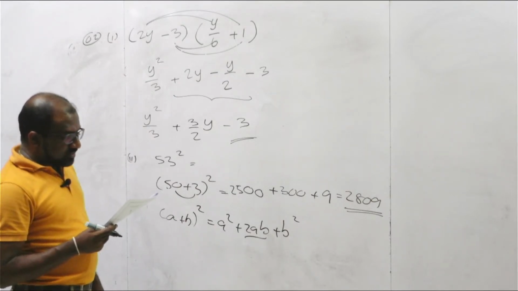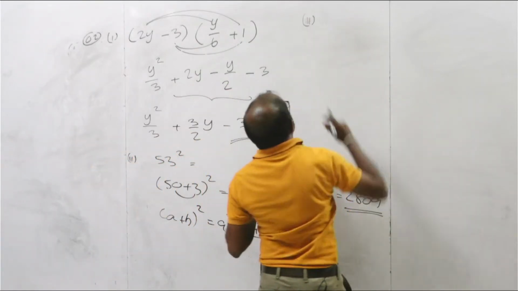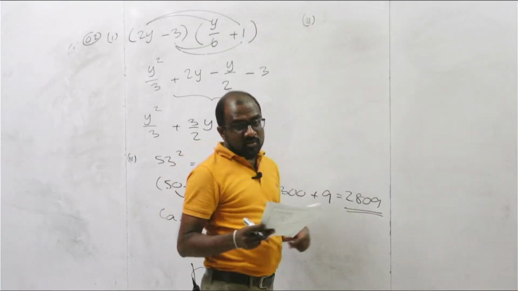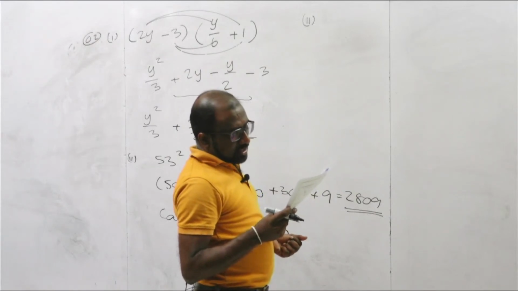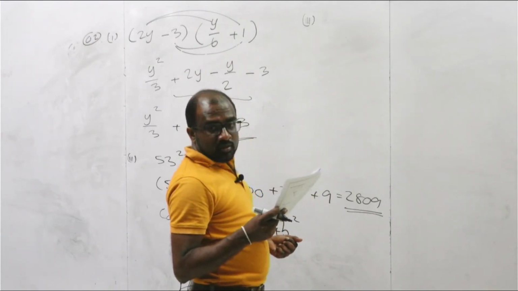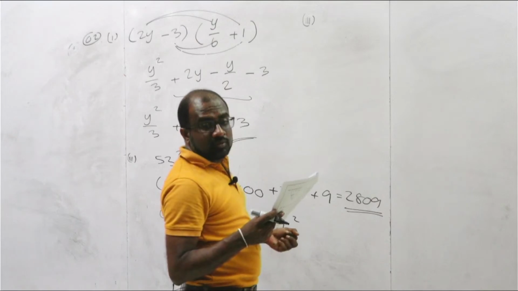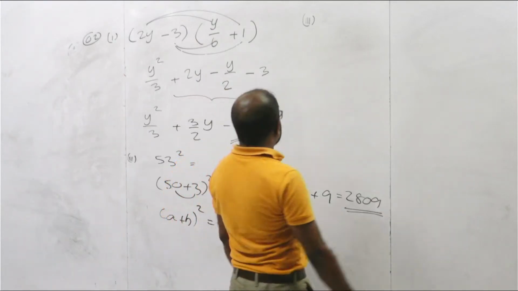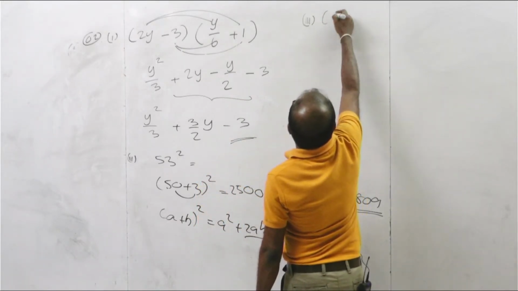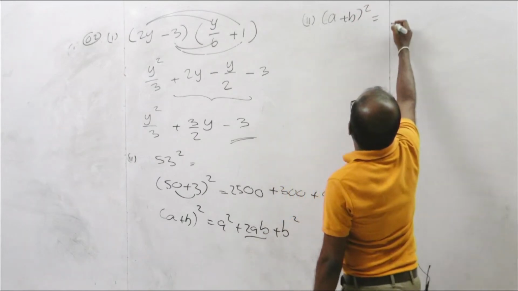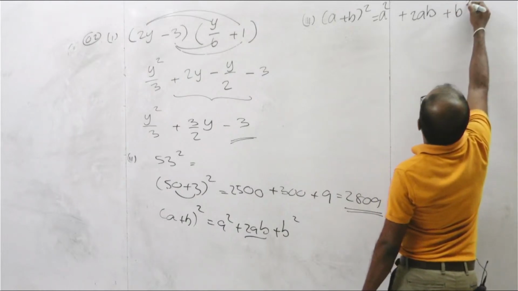Fourth one. This is the most important one here. This is very common. It has been tested several times even in the oral papers. You are asked to evaluate a squared plus b squared, where a plus b and ab are given. Write this formula. a plus b squared equals a squared plus 2ab plus b squared.